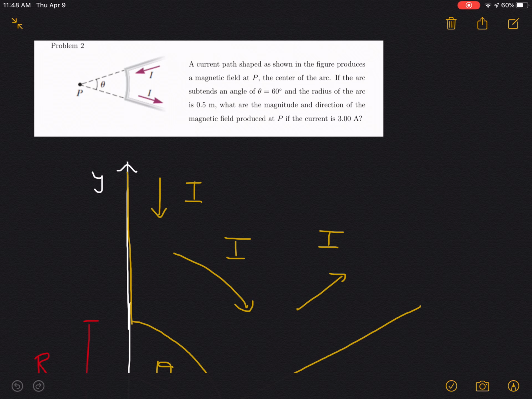Here we have a problem in which we have a segment of wire shown in the picture, and we want to compute the magnetic field at the point P. Now, there are 3 sections to this thing, and just to give you a preview of the problem, we are going to find the magnetic field for each segment and then add them up to find the total magnetic field at the point P.